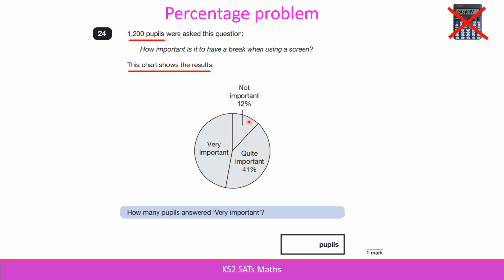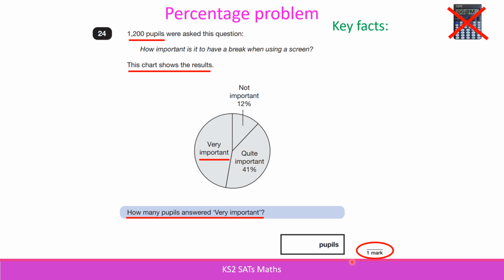You're told that this section here is not important and that's equivalent to 12%. This section here is quite important and this is 41%. This section here is very important and you don't know how big that is. But you've got to work out how many pupils are very important. So this very important section is the bit we're interested in, and we've got to work out how many pupils. And we need to write that answer in this box here, and that will give me 1 mark in the exam.